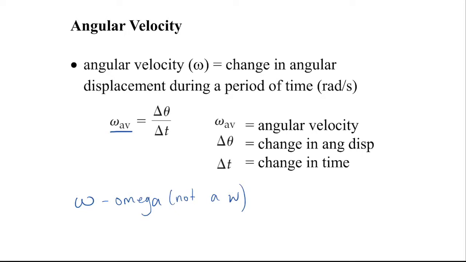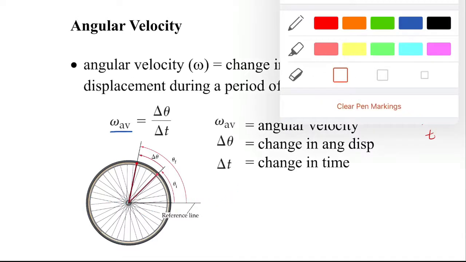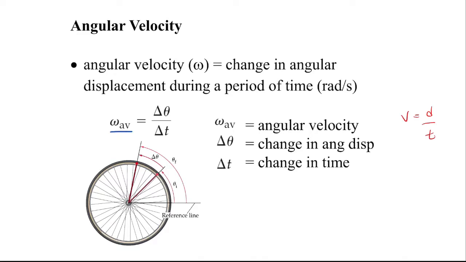So there we go. Omega av, that's just average angular velocity, is equal to the change in angular displacement over time. And that mirrors the equation that we already know and love, v equals d over t. But that's just for linear translational velocity, and now we're talking about angular velocity. So that's a nice, useful equation. It's all going to depend on what the angular displacement is. But basically, just remember that it's always change in angular displacement.